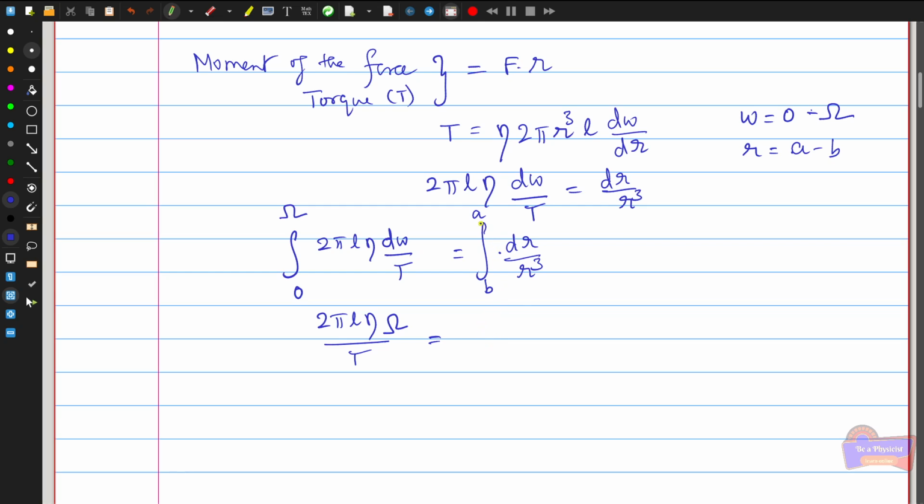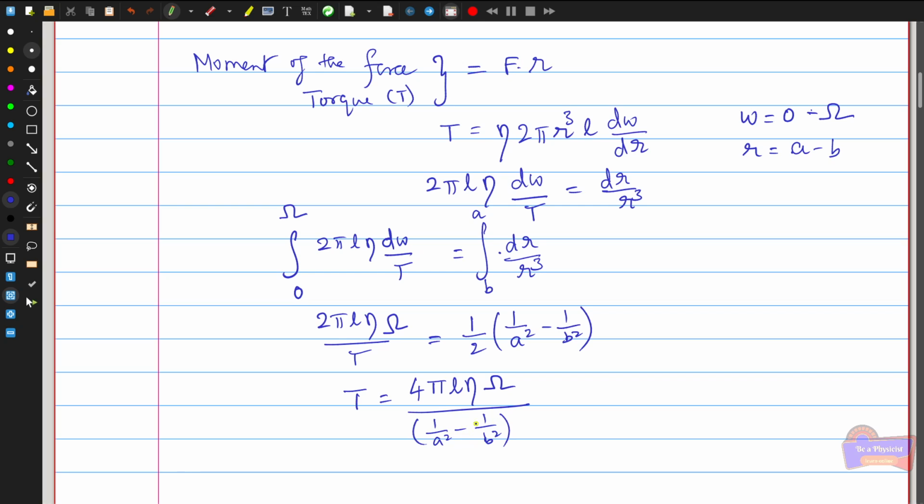So if you substitute these values of a and b, I will get 1 by 2 times of 1 by a squared minus 1 by b squared. Or I can rearrange this equation to find the torque value T, which is equal to, the 2 will go on this side, so that 4 pi L times eta omega divided by 1 by a squared minus 1 divided by b squared.